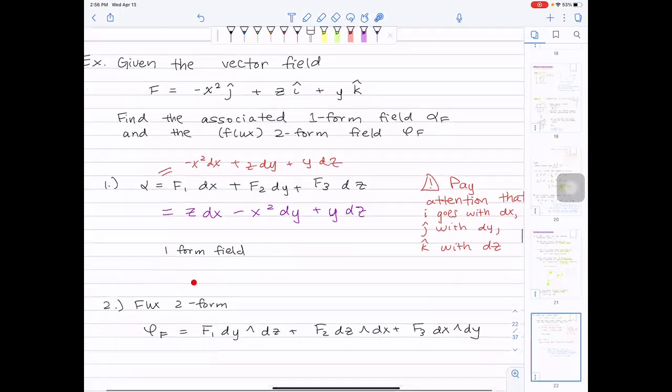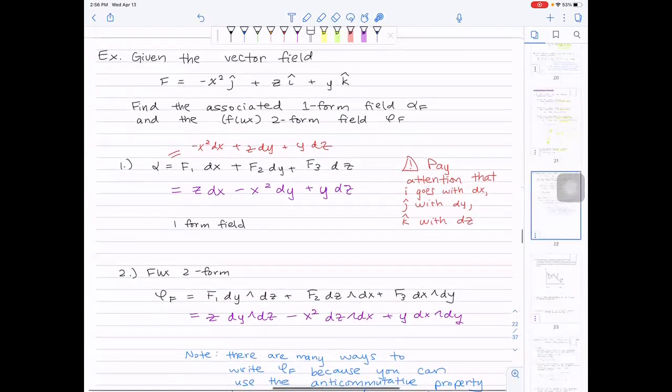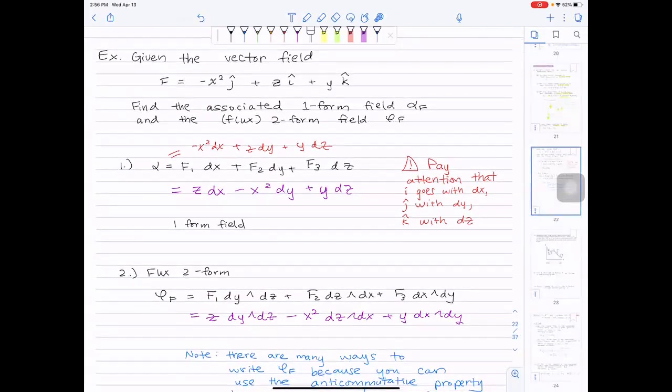Okay, if it says to find the flux two form, well, now we already know what f1, f2, and f3 are. We just have extra wedges now. So it would be z dy wedge dz minus x squared dz wedge dx plus y dx dy. Because this is our first component, which we saw as z, this is our second one, then this is our third one. Any questions on that?